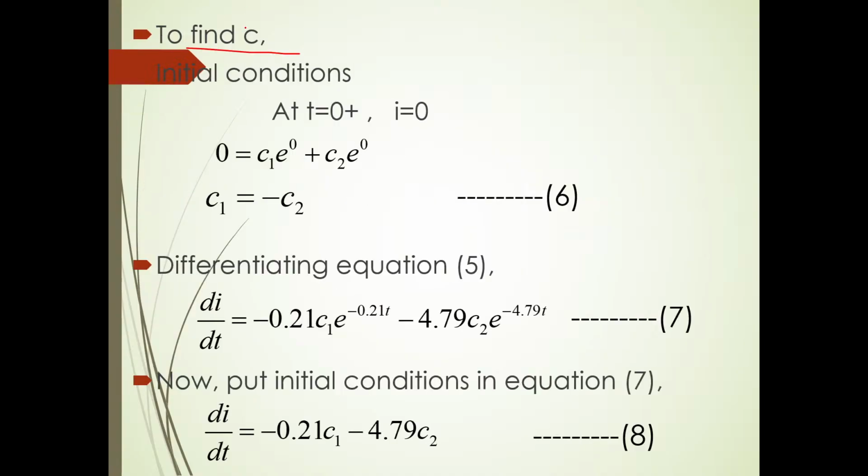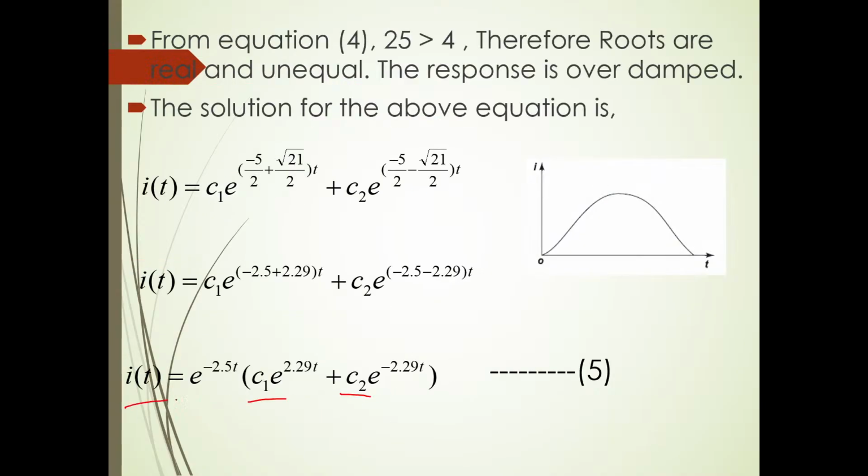So whenever we want to determine the C value, that is the arbitrary constant, the thing that you have to consider is the initial conditions. Here there is an inductor, so at t equal to 0, the current flowing through the inductor will be 0. At t equal to 0 plus, as soon as the switch is closed, current will be 0. Therefore, substitute that condition in your equation number 5. What is our equation number 5?